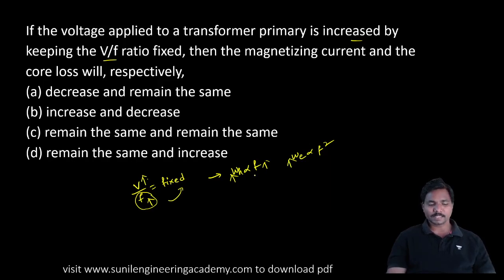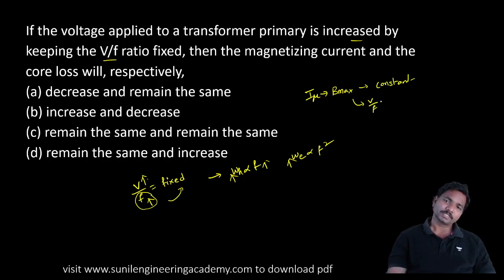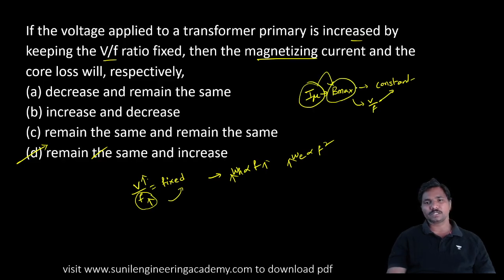Then what about the magnetizing current? Magnetizing current depends upon B max. Here B max is constant, why? Because V by F is constant means B max is constant. So magnetizing current is constant and core losses will be increased. So the answer is option D. Magnetizing current depends upon B max, and B max is constant because V by F is constant. Coming to the next question.